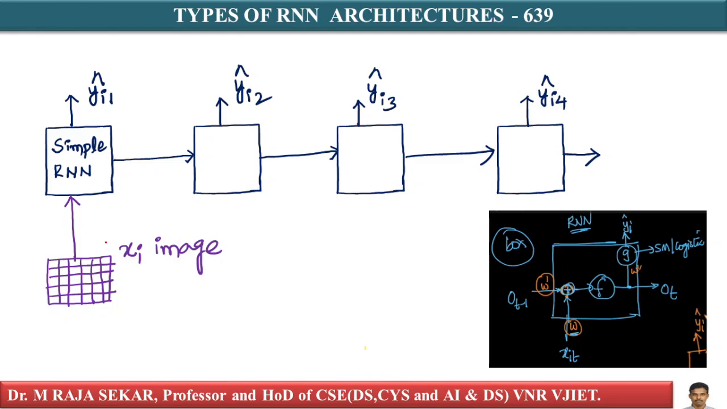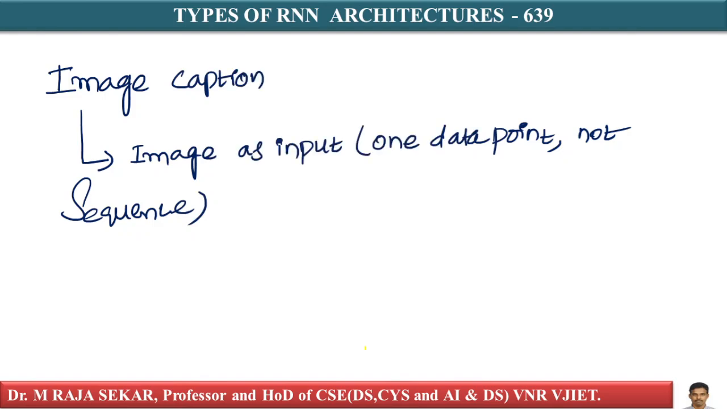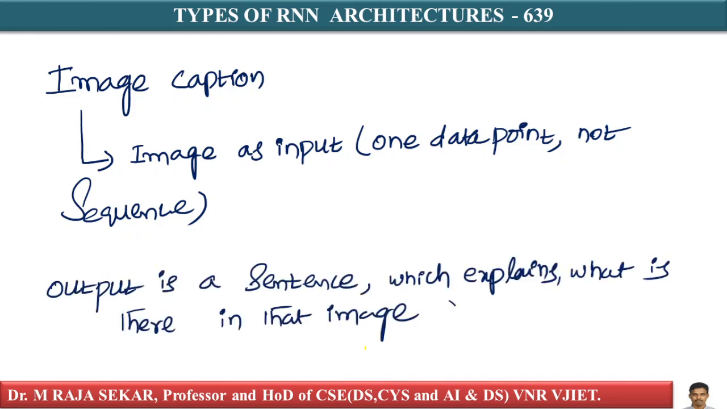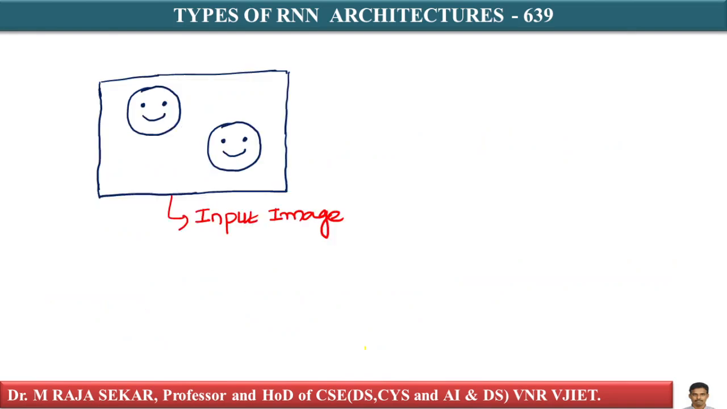You might wonder, where is this useful? There is a problem called image captioning. The task of image captioning is that you are given an image as an input, which is just one data point, which is not a sequence, and what you want to output is a sentence, which explains what is there in the image. For example, imagine you have an image which contains two faces.